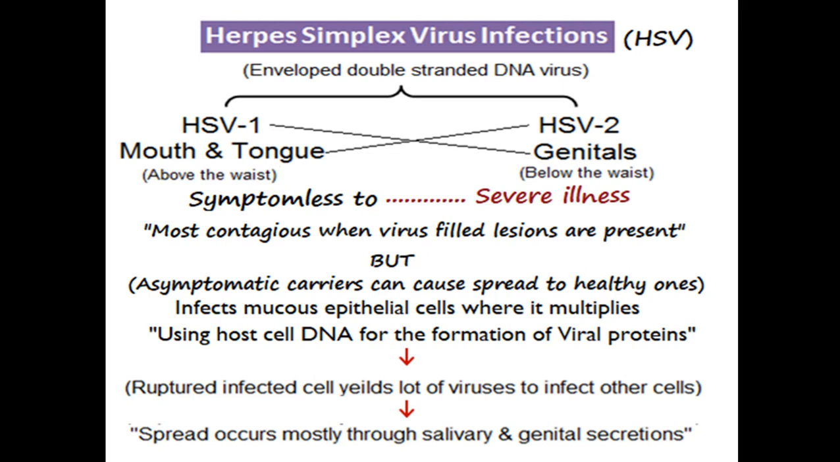They spread mostly through salivary and genital secretions. Some viruses spread by airborne droplets. For example, in the current situation we are talking more about the coronaviruses, which spread through droplet infections. But the herpes infection mostly spreads through salivary and genital secretions, and therefore it is included in the sexually transmitted diseases, because sexual partners can transmit the disease to each other.